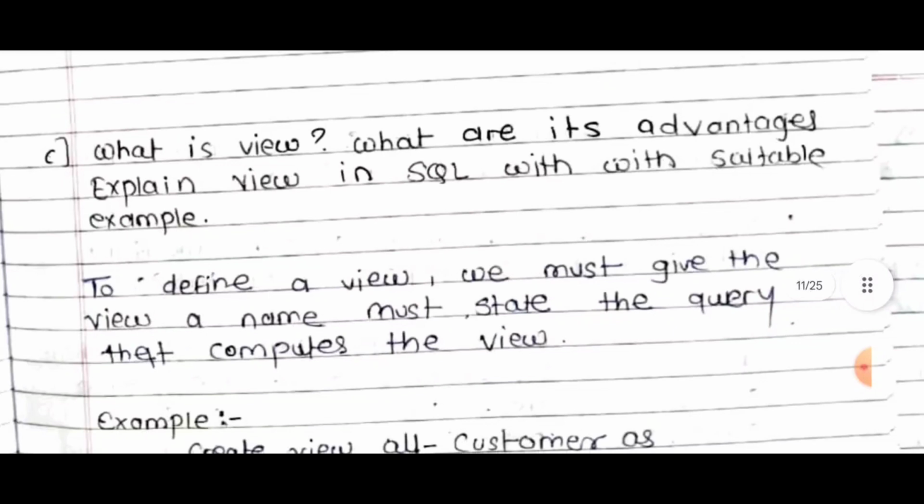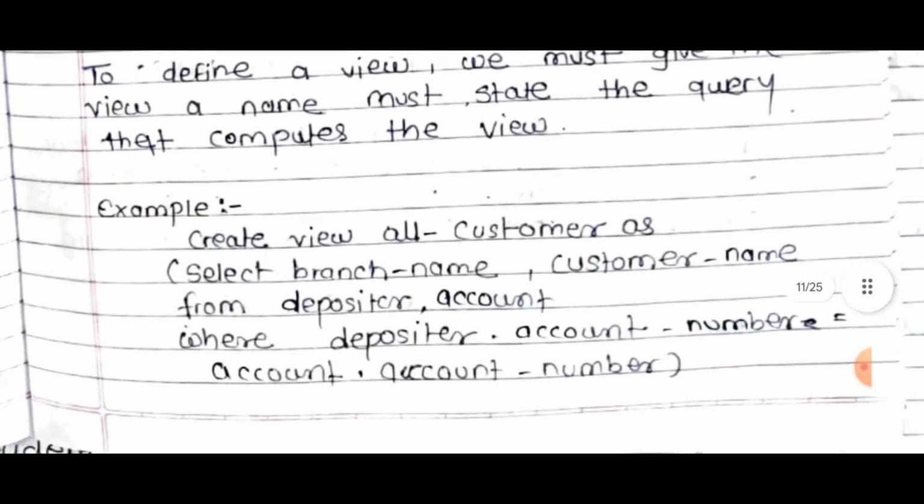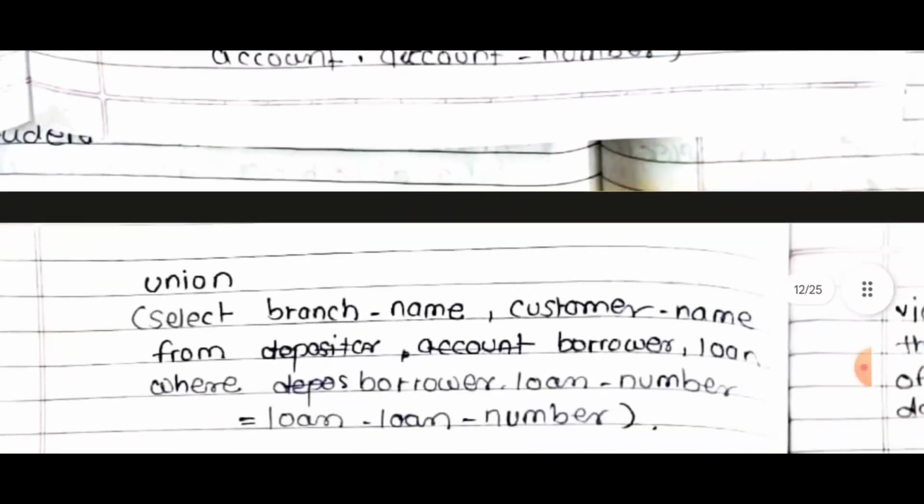What is a view? What are its advantages? Explain view in SQL with a suitable example. To define a view, we must give the view a name. Must state the query that computes the view. Example, create view all_customer as select branch_name, customer_name from depositor, account where depositor.account_number = account.account_number.